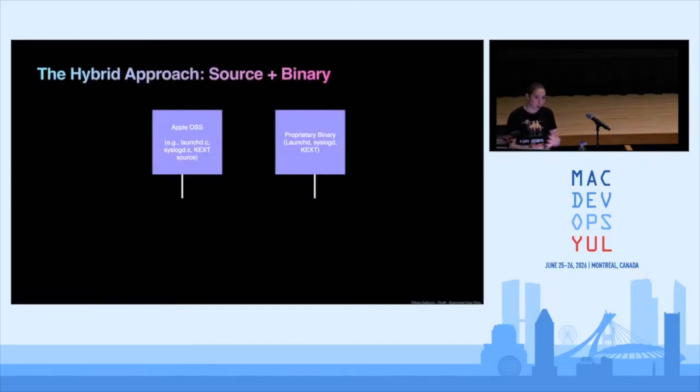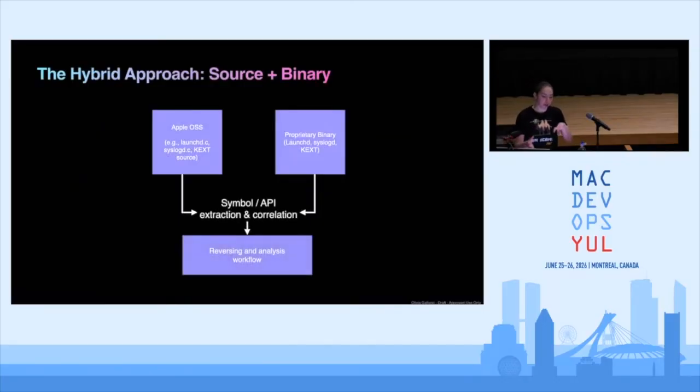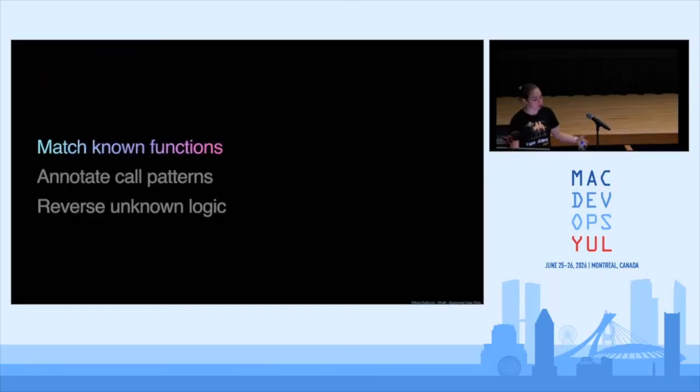And what I do, and what many other researchers do, is use Apple's open source as a reference while working with the proprietary binaries. You'll take a binary like launchd, syslogd, or a driver, which are all demos used in OSS Sensor, or whatever source you decide to choose, and you can match known functions, annotate call patterns, and reverse unknown logic. The agent angle is simple, but this hybrid method is effective and doesn't scale.